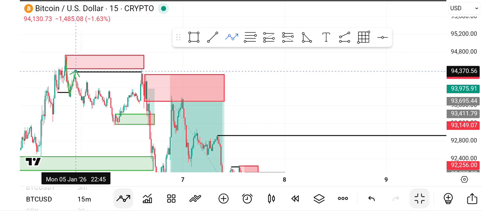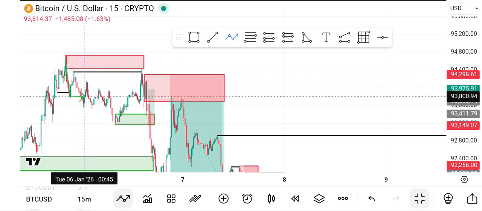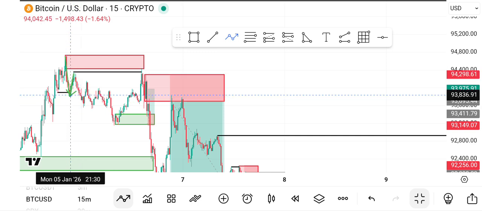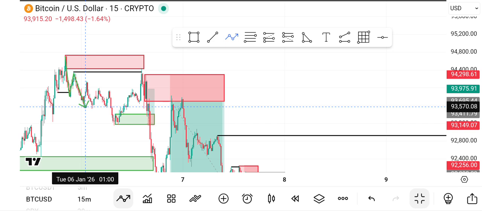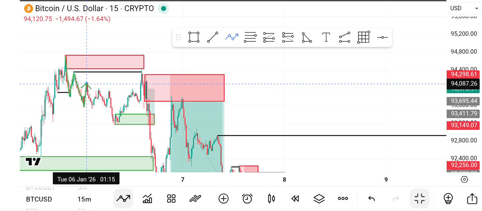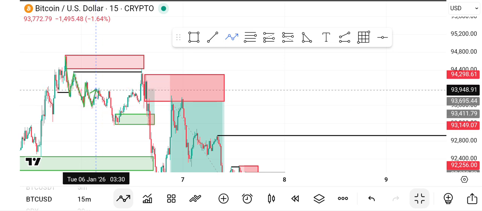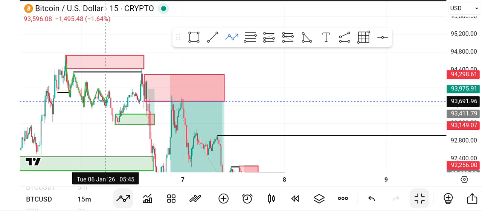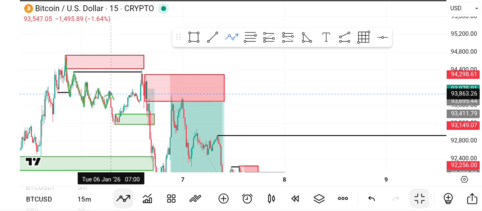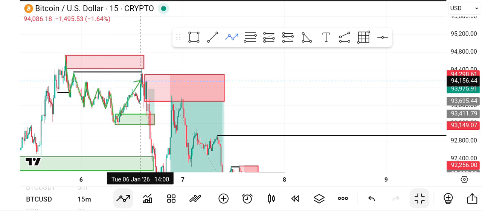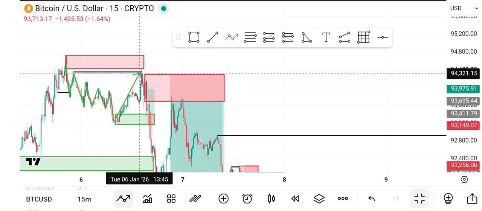Right here is the lower high for the internal structure. Right here you can see the lower high, and any break of structure below here is called the internal break of structure. As you all know, the external break of structure is always going to be more powerful than the internal break of structure. So what happened right here is the internal break of structure was completed before we made the external break of structure, which is this.